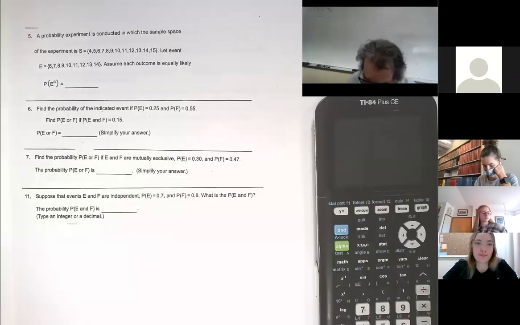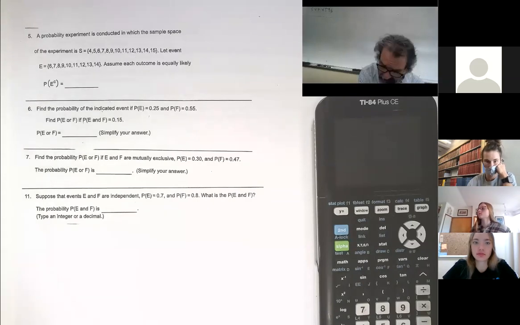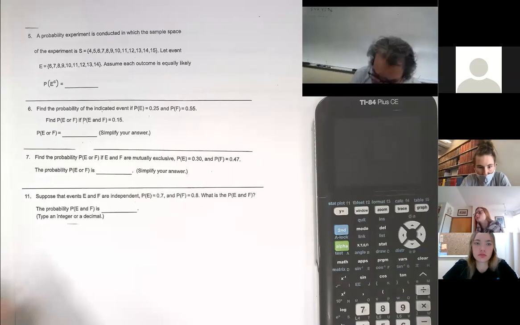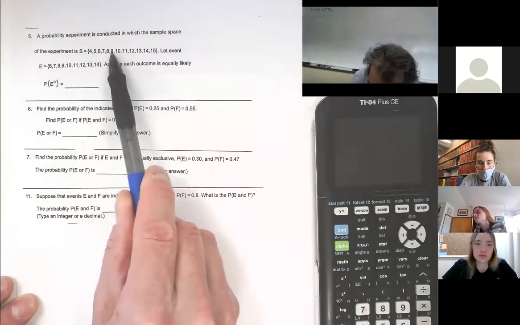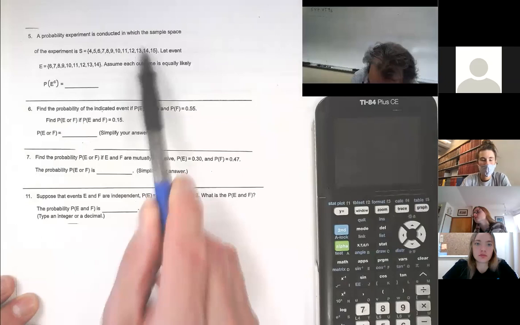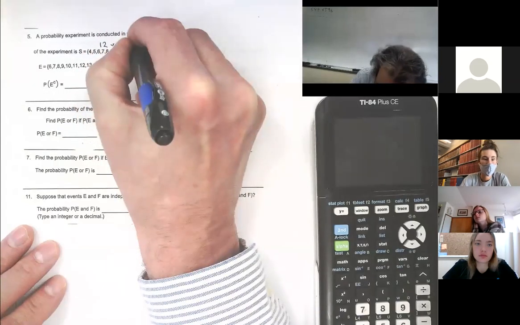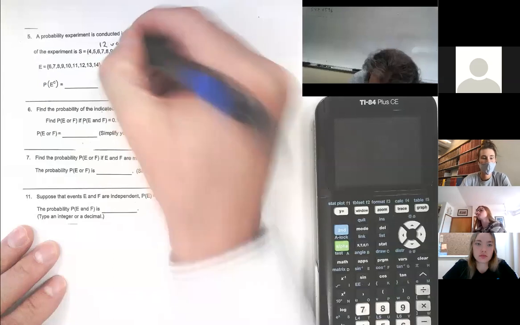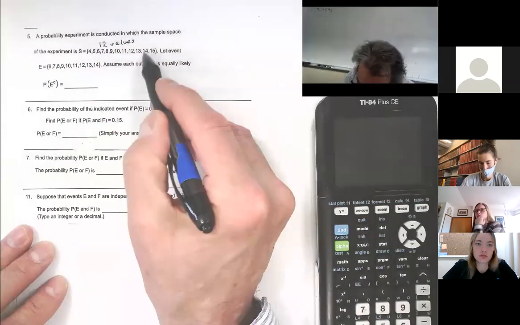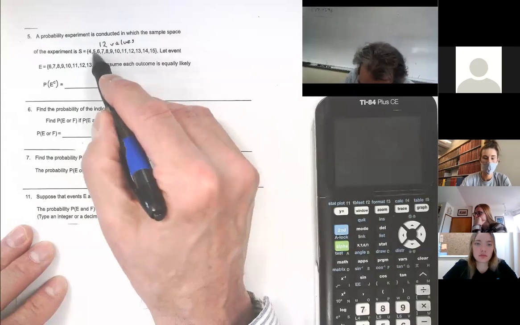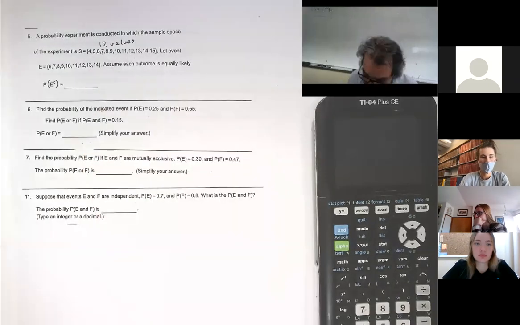So a probability experiment is conducted in which the sample space are those numbers, and of which there are quite a few. 1, 2, 3, 4, 5, 6, 7, 8, 9, 10, 11, 12. 12, it looks like. Let's make sure. 1, 2, 3, 4, 5, 6, 7, 8, 9, 10, 11. That's 12, okay. And then E there is some of them.